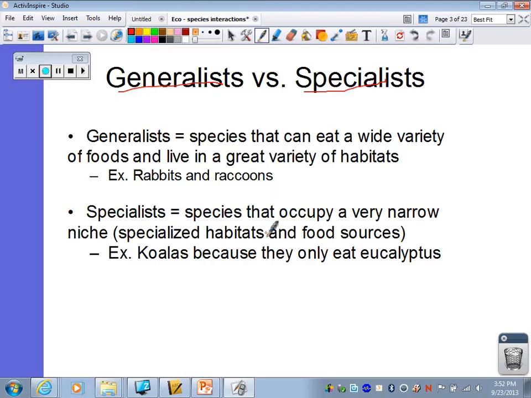A specialist is going to be a type of species that can only occupy a very narrow type of niche. They have to have a really specialized type of habitat or a really specialized type of food source. So a good example of this would be koalas, because they only eat eucalyptus leaves off of eucalyptus trees. And in fact, when we talk about endangered species here in our next chapter, we're going to learn that a lot of endangered animals also happen to be specialists because they have to live in a specialized type environment. And if that one specialized type environment or that one special type of food source is not available, they're in some trouble.